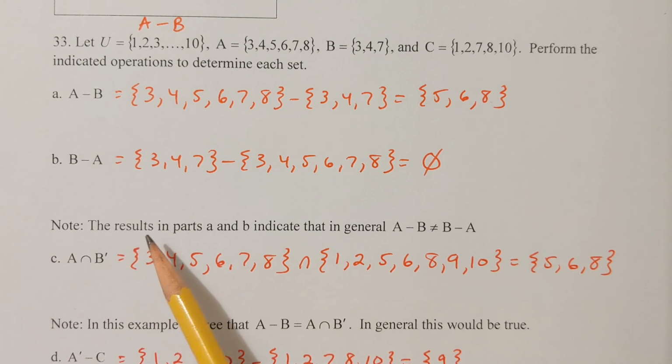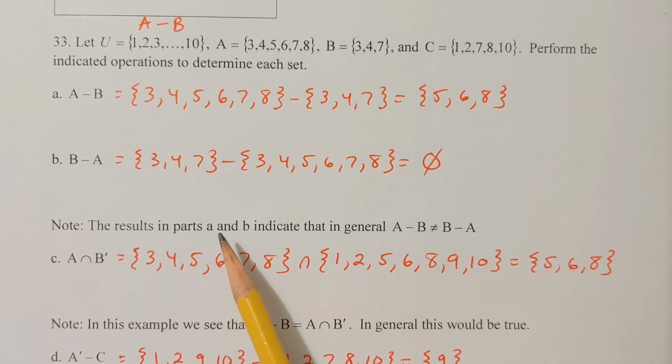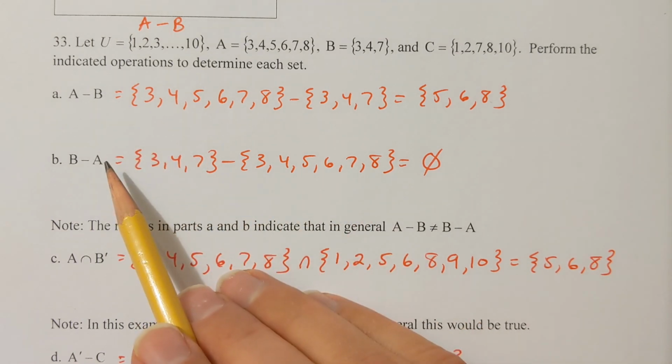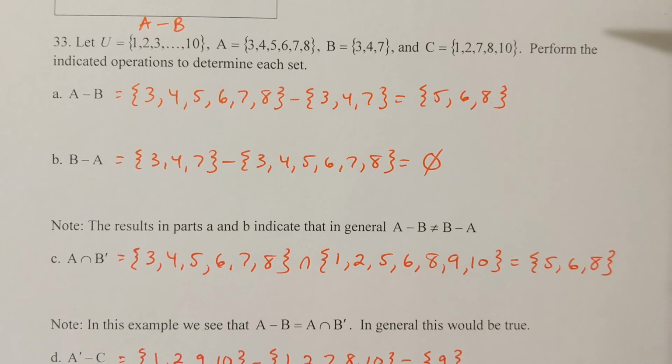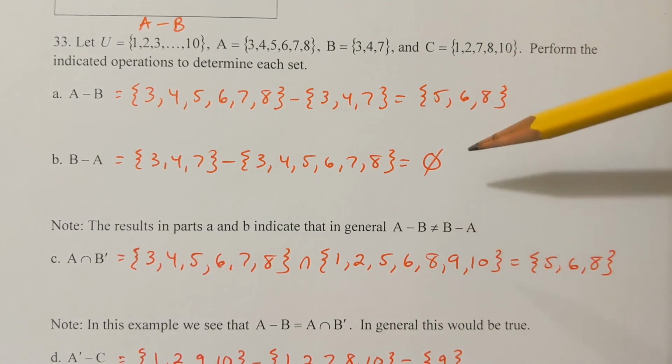A note: notice that the results in part A and B indicate that in general, A minus B is not the same as B minus A. Now that's different from intersection and union. A intersect B is the same thing as B intersect A, and A union B is the same thing as B union A. Not subtraction though. These are different sets.